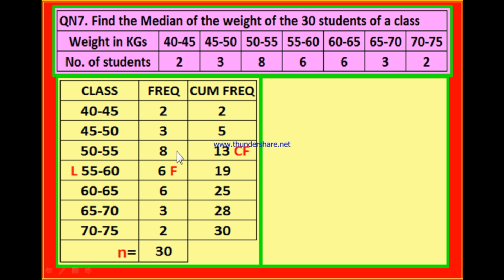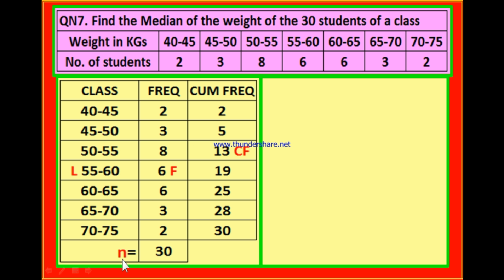2 plus 3, 5. 5 plus 8, 13. 13 plus 6, 19. 19 plus 6, 25. 25 plus 3, 28. 28 plus 2 is 30. Now, the third column is for cumulative frequency. I already told you how to find the cumulative frequency. First, you write the frequency of the first class as it is, 2. Next, 2 plus 3 is 5. 5 plus 8, 13. 13 plus 6, 19. 19 plus 6, 25. 25 plus 3, 28. 28 plus 2 is 30.